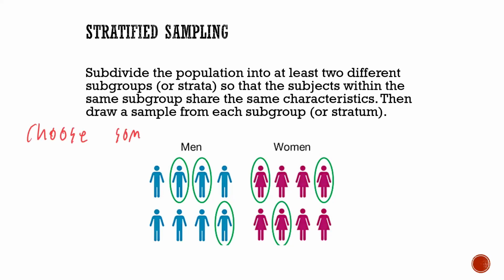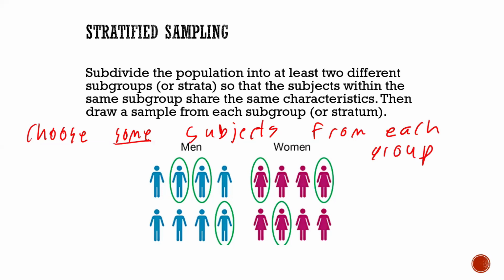So in stratified, I choose some subjects, assuming it's people here, but it doesn't have to be, from each group. Here I'm dividing into 2 groups. I'm selecting some men and some women, but not all of them, but of all the groups. If I did it on what decade you were born in, I would select some number of people from each decade. There would not be a decade where I'd leave people out.